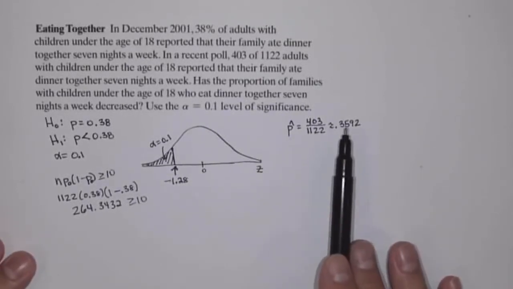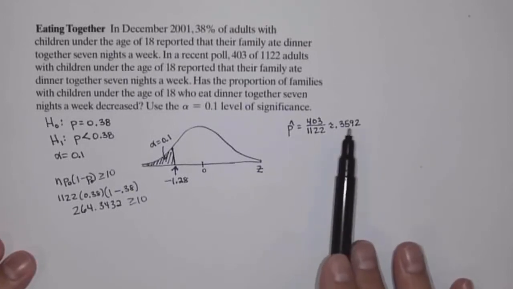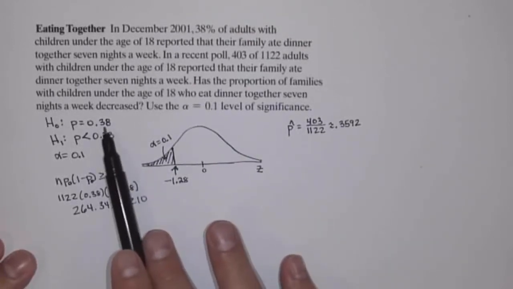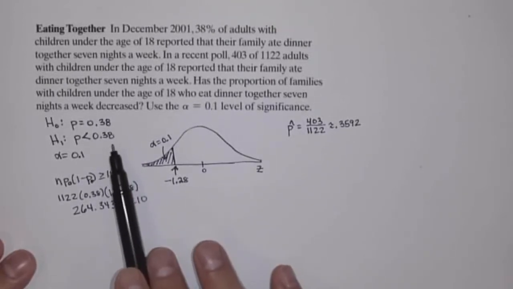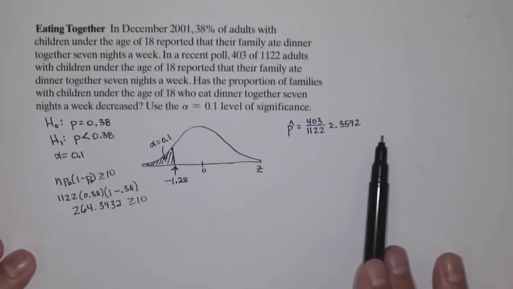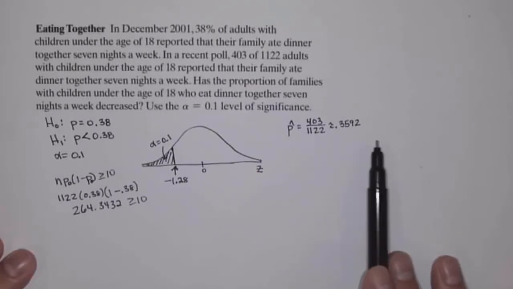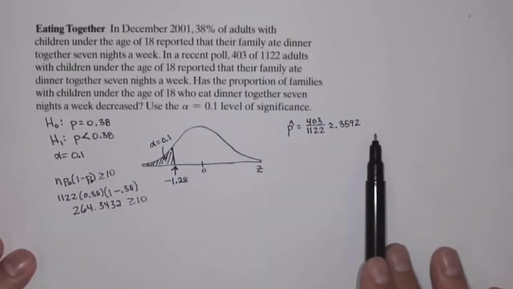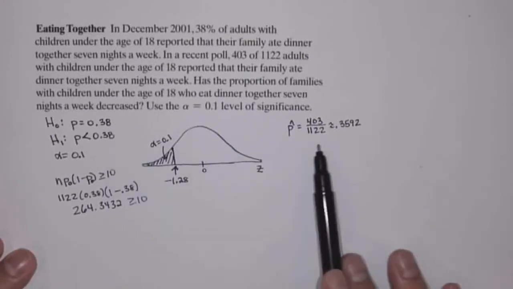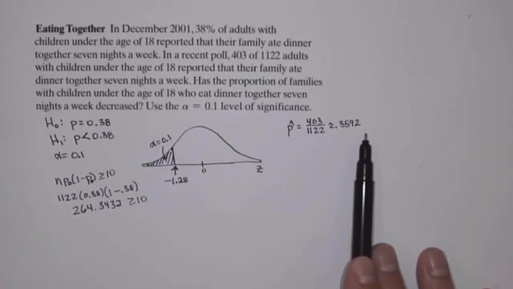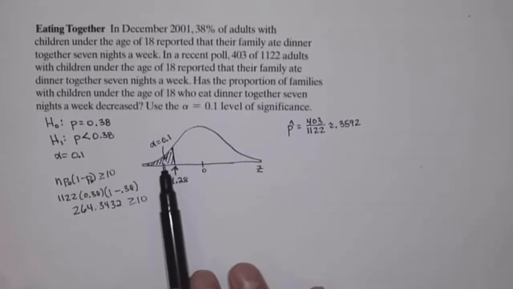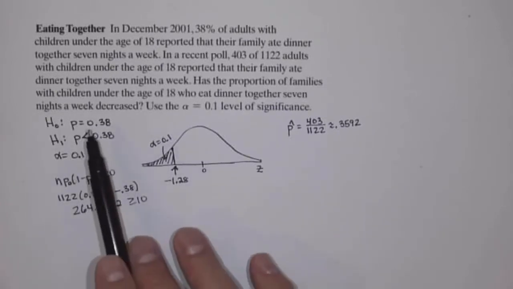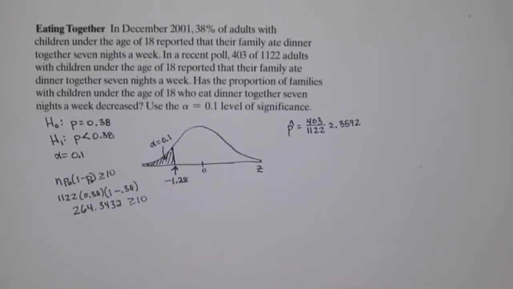So the question is, is this statistically significant? Is this different enough from 38% to conclude that it's no longer 38% of families that eat together 7 nights a week? It's now less than that. That's really the idea here. Are the results that we just obtained from our sample occurring because this is no longer true, or did this result just occur because I happened to get a sample that varied? Again, the way I will tell is if this result is an unusual result, which would lie in this area over here to the left, then that would be evidence to reject the null hypothesis. If not, then I would not reject the null hypothesis.